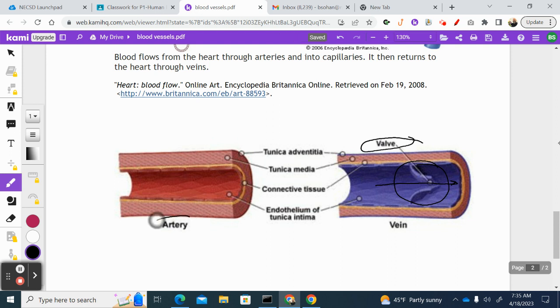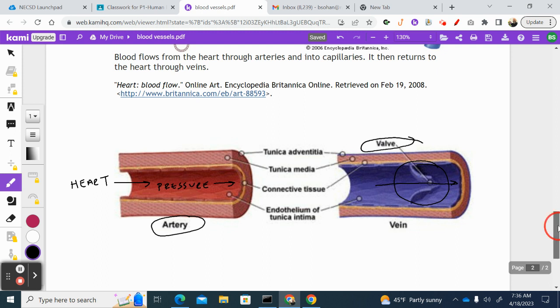We don't need them here because the heart is so close by, the pump, there's enough pressure behind it to keep those liquids moving in one direction.